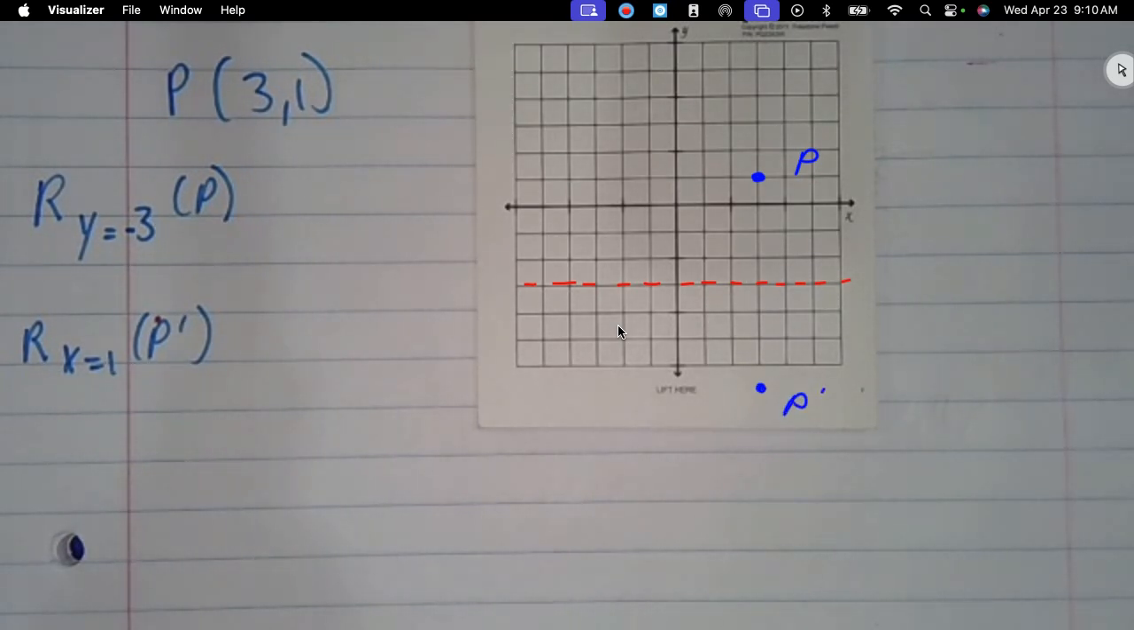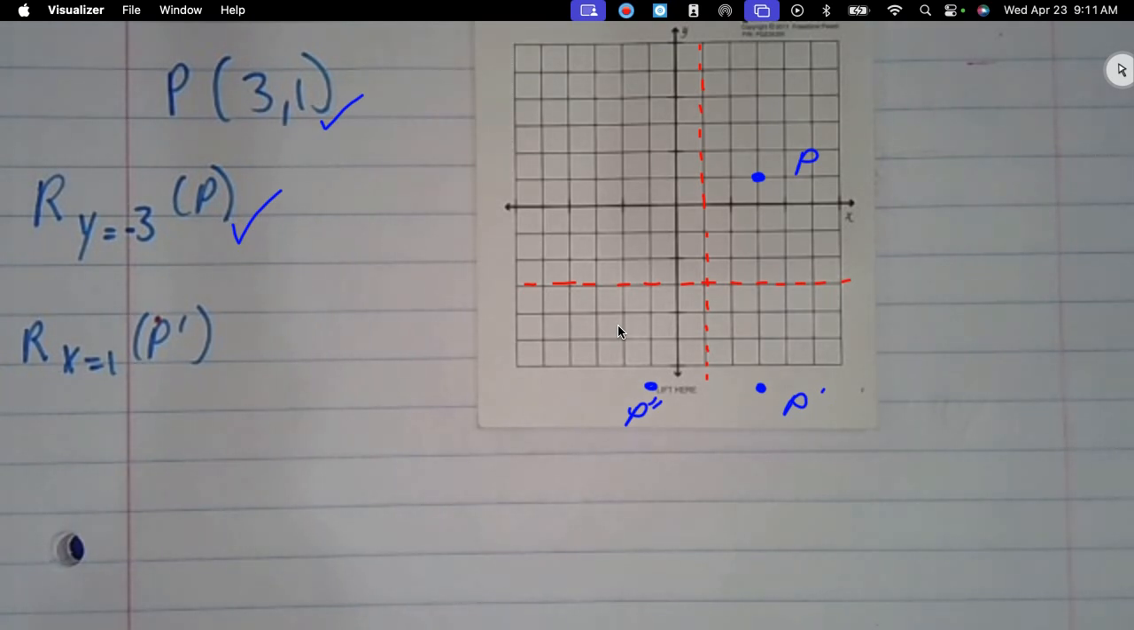Everybody good with that? But crud, I've done that. What are they telling me to do now? One more reflection. Okay, they just put 2 problems in one. They want me to take my new point P prime and reflect it across x equals 1. So let me draw x equals 1 right here. Is everybody good with that? So that's 1, 2 spaces. So I'm going to go 1, 2 spaces. I'll call that P prime prime. Everybody good? That's my answer.